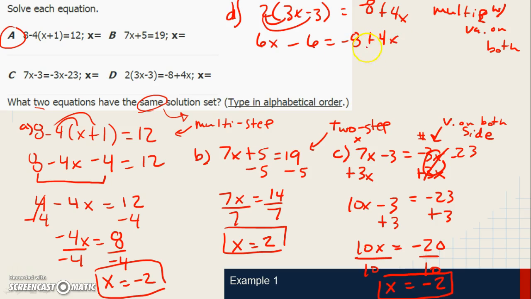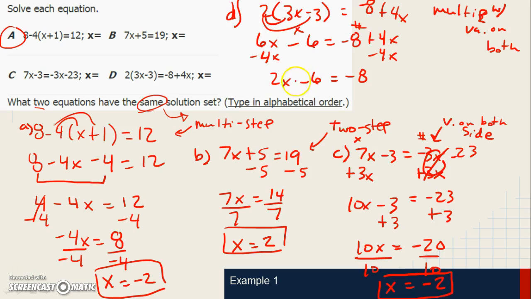And now what we have is the same thing we had in C, which is variables on both sides. So we're going to eliminate the variable on one side. I'm going to eliminate it on this side. So this is my x side, this is my number side. Minus 4x is the inverse. Minus 4x. We can combine our like terms here to 2x minus 6 equals negative 8.